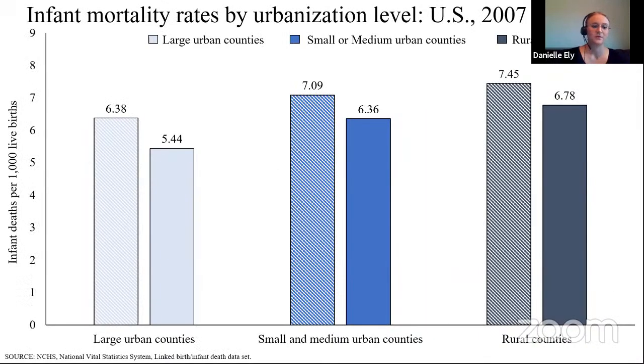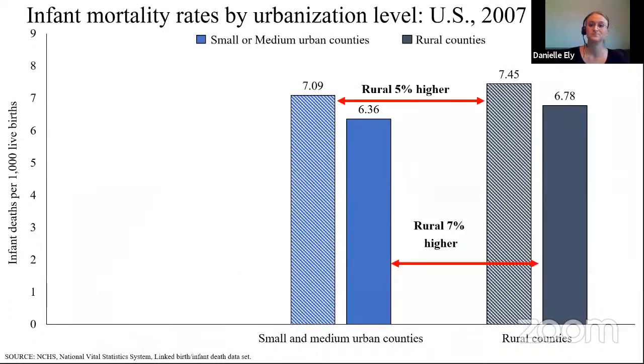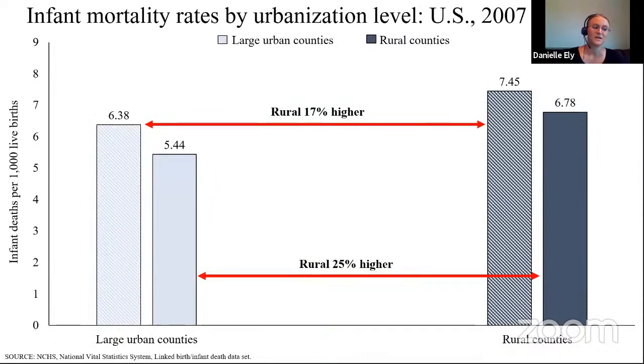So for all three areas, being the large urban, small and medium urban, and rural counties, rates declined from 2007 to 2015. However, there were differences in the rate of decline. So infant mortality rates in rural counties were 5% higher than the smaller medium urban counties in 2007, but 7% higher in 2015. And infant mortality rates in rural counties were 17% higher in 2007 than large urban counties, but that gap increased to 25% higher in 2015.